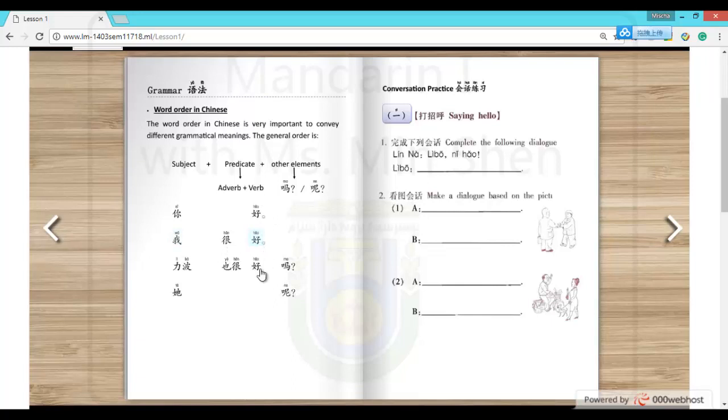And we look at another example. 立波, the name, as the subject. 也 the adverb. 很 another adverb. All before the verb 好. So 立波 also very good. And this good is be good. So 立波 is also very good.